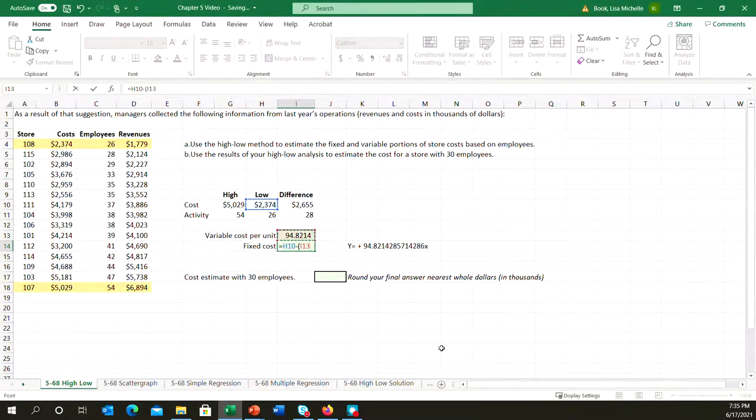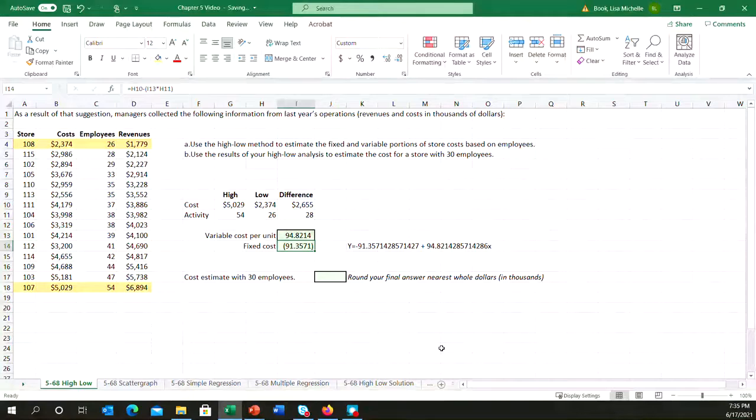So 94.8214, multiply that times the corresponding number of employees, which is 26. And so my fixed cost, unusually enough, normally this is a positive number and above zero, but it happens to be negative 91.3571. So over here, you might have noticed this. I had my straight line formula building. Looks kind of crazy because I don't have these numbers rounded. Really, it's y equals, or cost equals, negative 91.35. Let's just go ahead and stop there.